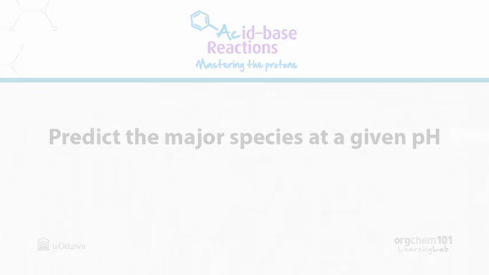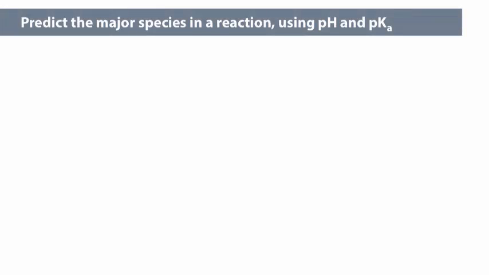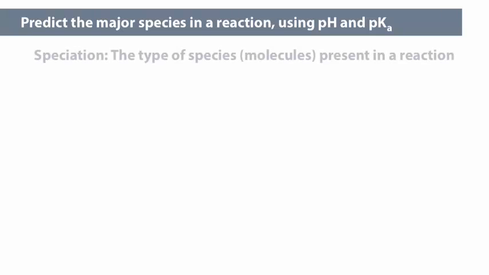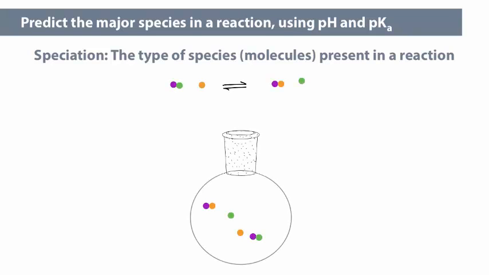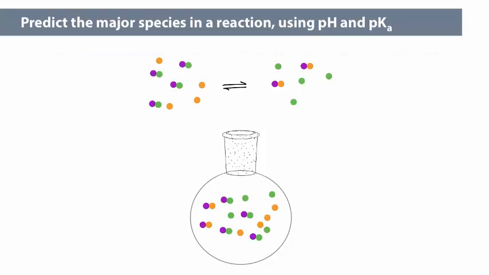In this video, you will learn how the relationship between pH and pKa affect the speciation in a reaction mixture. Speciation means the type of species, or molecules, present in a reaction. Most of the time, when we've been talking about acid-base reactions, we've just imagined there's been a single acid and a single base in the solution. In reality, there are thousands of molecules present. In an acid-base context, we can consider mixtures of conjugate acids and bases.